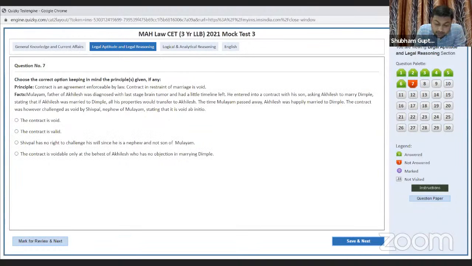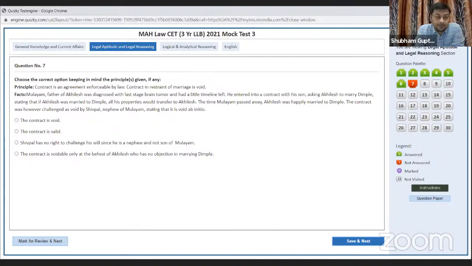Contract is an agreement enforceable by law. Contract in restraint of marriage is void. So what I understand is, if I say that if you work under me, you cannot get married, I cannot have this kind of contract where I restrain you from getting married. But if I say you have to marry, then it is a positive restrainment, which is possible. This is what I understand from this vague sentence.